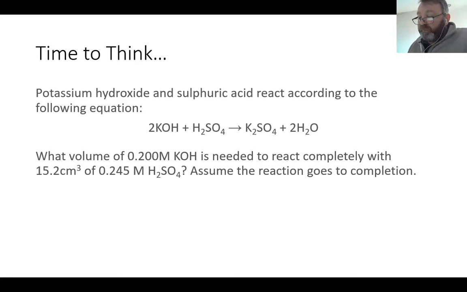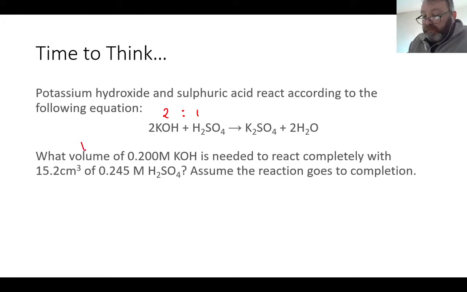So potassium hydroxide and sulfuric acid react according to the following equation. Now, why do they give us a balanced equation? They give us a balanced equation to get what we call the ratio of reaction. See that? And in this case, because it's not 1:1, we've got to remember to take those coefficients into consideration.